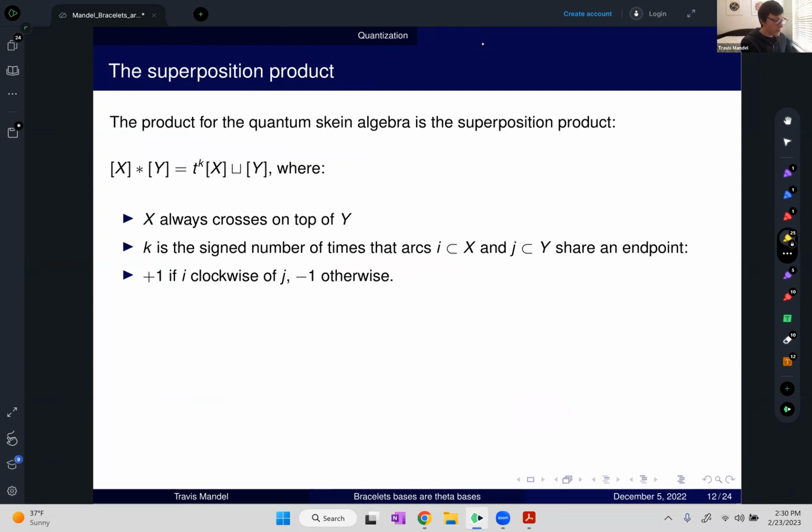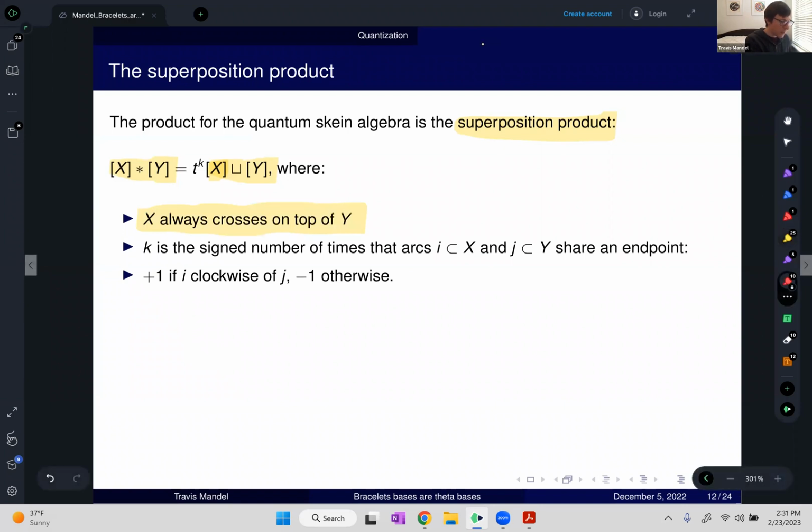So now we can take products here. Remember, the product for the skein algebra was just disjoint union. Here we use the superposition product. To do x times y, we take the disjoint union of x and y, but we have to specify which curves are on top. We say that x always crosses on top of y, because there are links now.